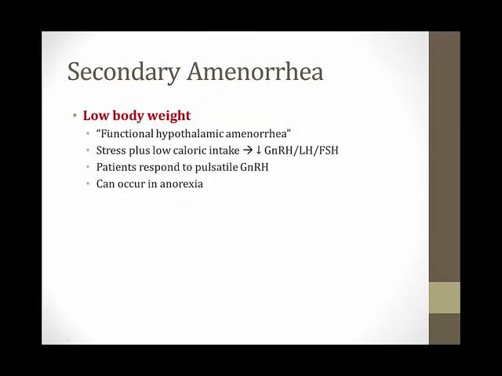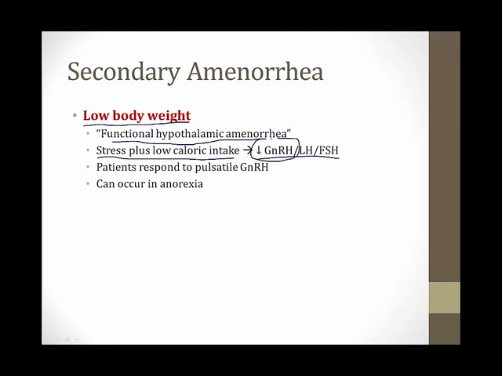Another cause of secondary amenorrhea is very low body weight. This is called functional hypothalamic amenorrhea. It's believed that stress and cortisol levels plus low caloric intake lead to low GnRH levels, which leads to low LH and FSH levels. It's important that you know that the problem is as high up as the hypothalamus.